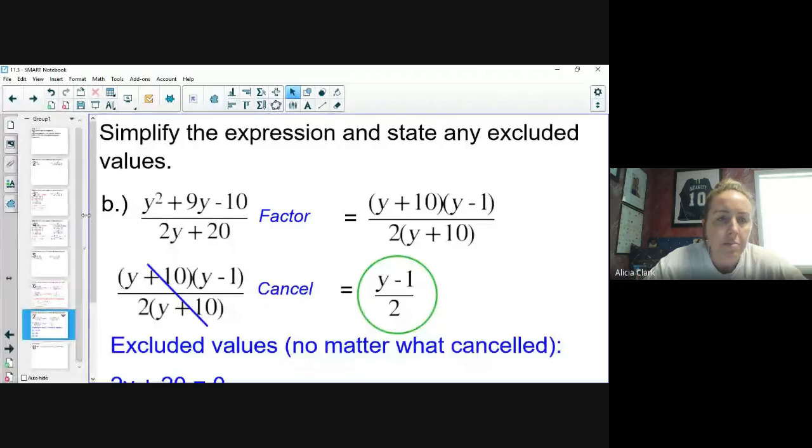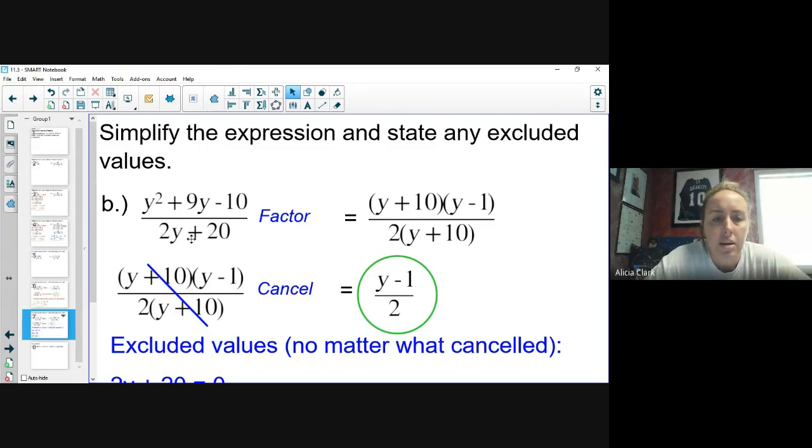Okay. For example B, we've got y squared plus 9y minus 10 that I can factor, and also in the denominator 2y plus 20. So on the top, I'm asking myself, what can I multiply to get negative 10 that adds up to positive 9? So those two numbers would be a positive 10 and a negative 1. If I multiply those, I get negative 10. If I add those, I get positive 9.